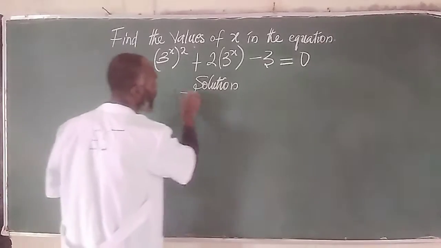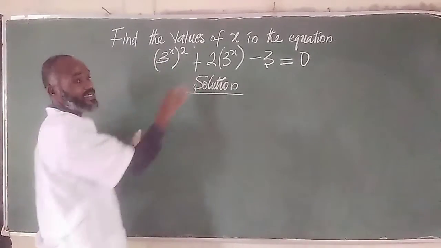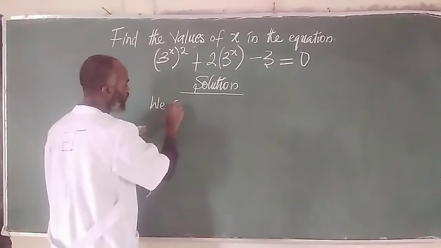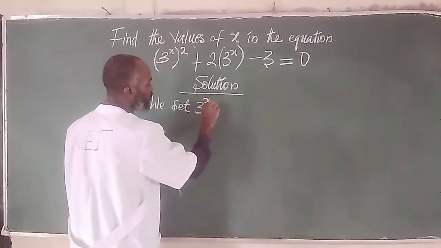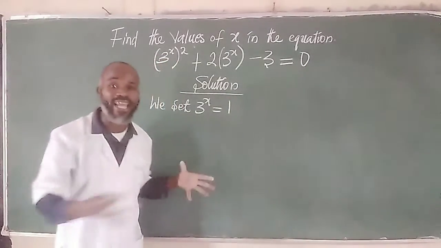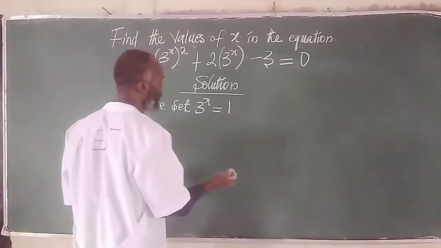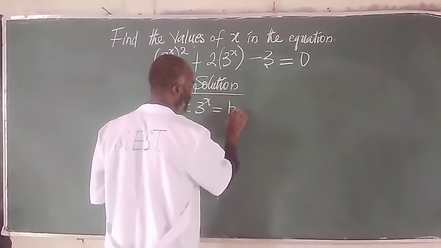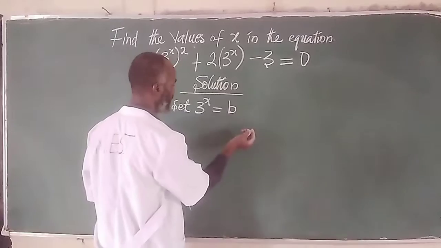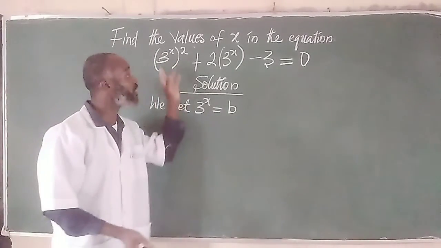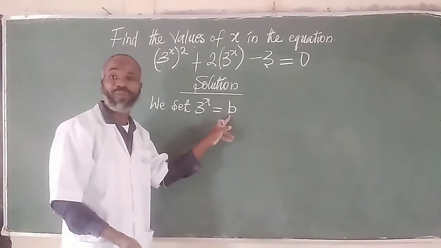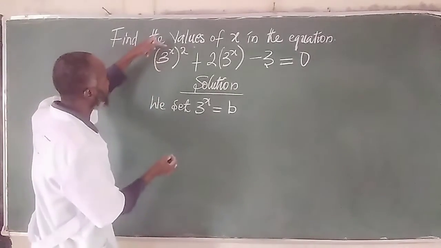Let's quickly note that we can set this without simplifying further, because it is a bit straightforward. We set 3^x equal to, we can use k, q, or any alphabet of our choice. Let's use the letter b this time around. It won't change anything. It means anywhere in the equation where we see 3^x, we substitute with b. So let's go. Here there is 3^x, we substitute with b.